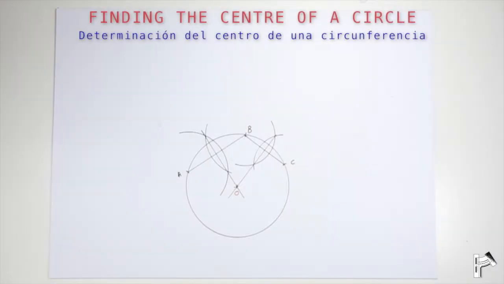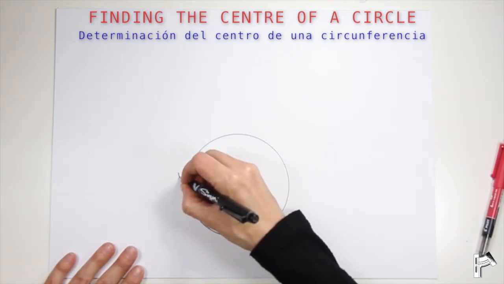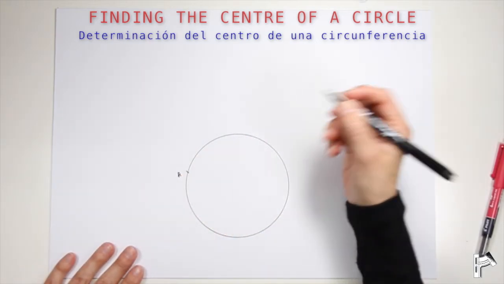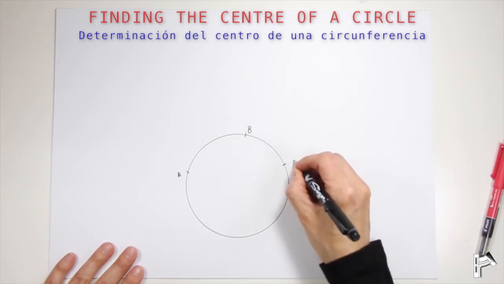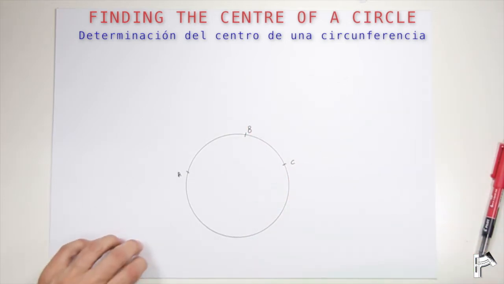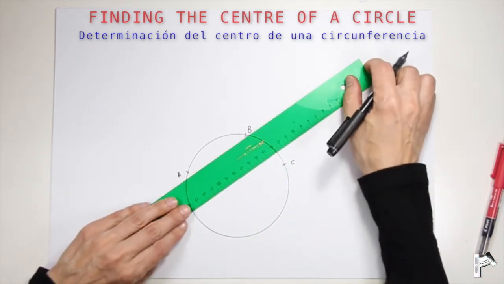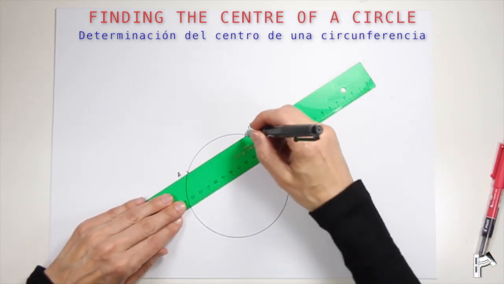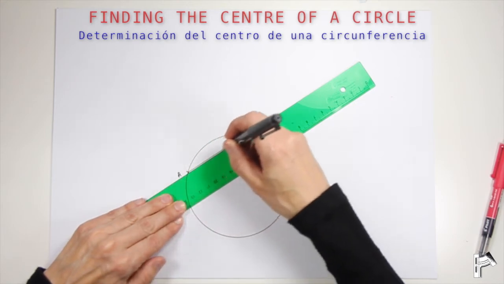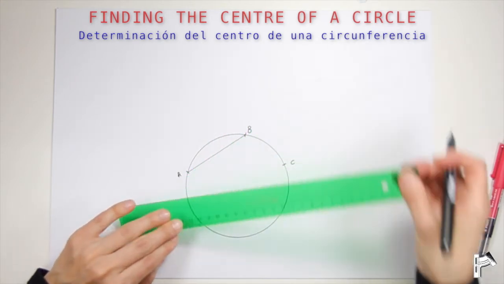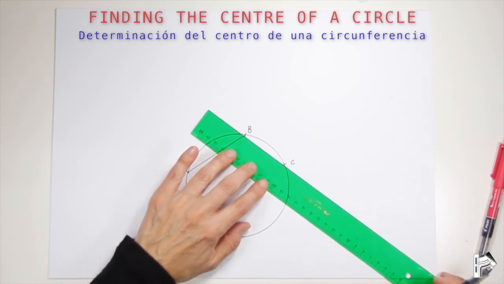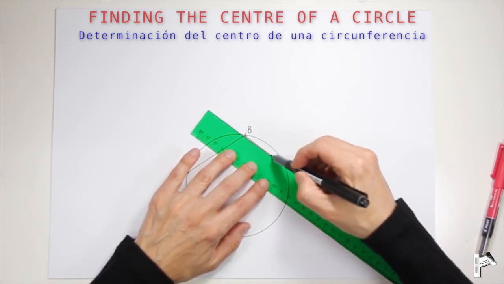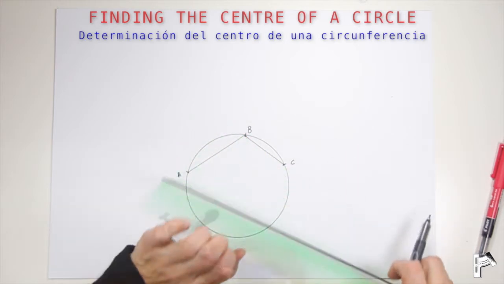Finding the center of a circle. We will choose any 3 points from the circumference, A, B, and C, and we will join them to form 3 segments. These segments will form a triangle inscribed in the circumference.